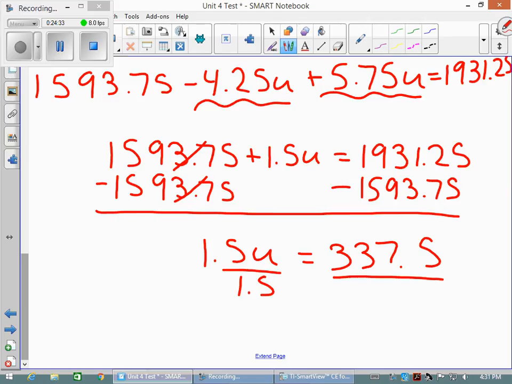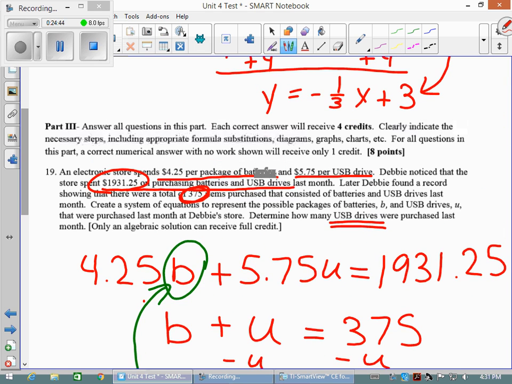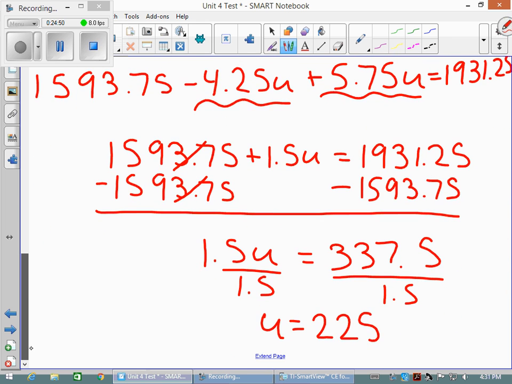Now, I just did all this work. Let me look back and see what my question asked me. They want to determine how many USB drives. If I look back through this, U was how many USB drives, so my answer is 225. For this question, we did not need to go and plug in and find the value of B. If you did find the value of B and then get the value of U, you would have gotten that B is 150. And then you could plug that in to get your number of USB drives at 225.